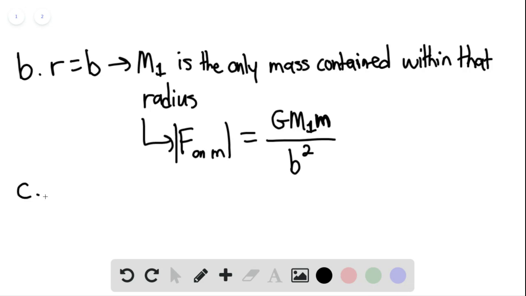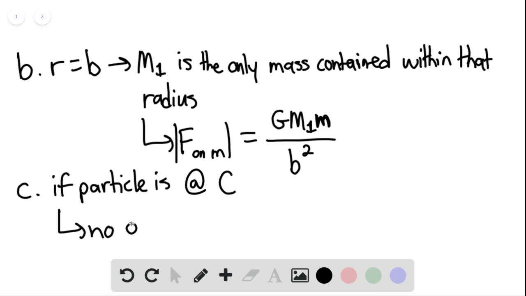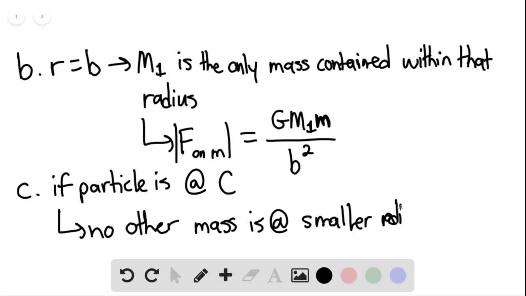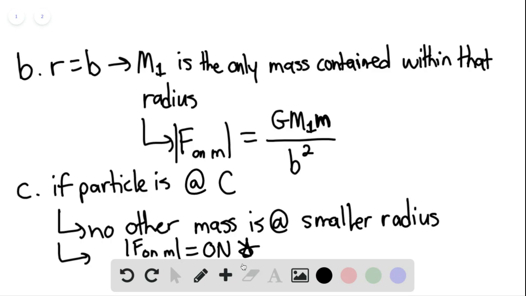And for part C, if the particle is at C, we can then say that no other mass is at a smaller radius. And given this, we can then say that the force on M is equaling 0 newtons. This would be our answer for part C. This would be our answer for part B if the radius is equaling B.